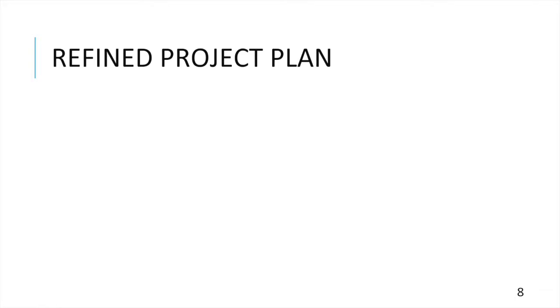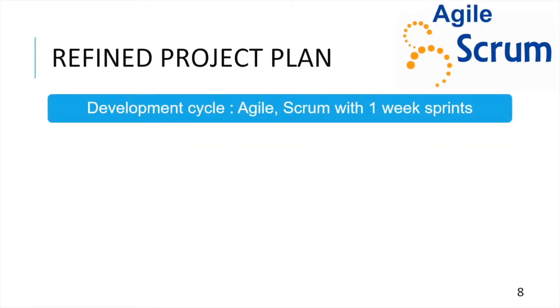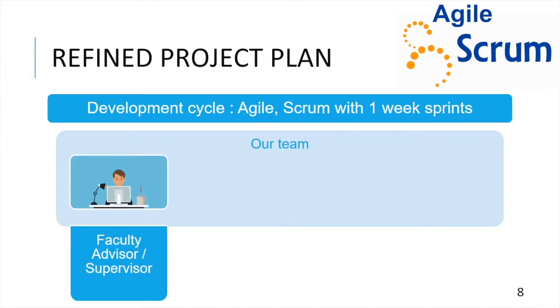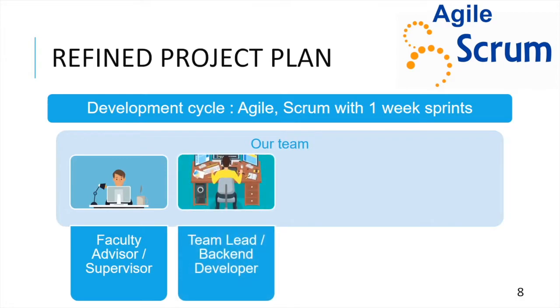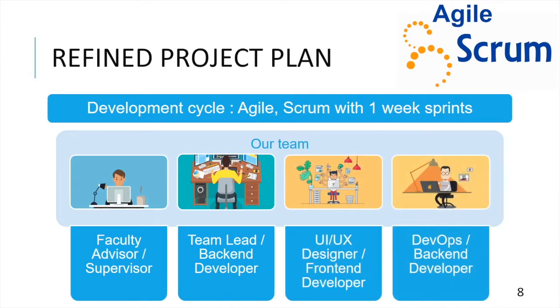Let's talk about our refined project plan. As a development cycle, we have chosen Agile Scrum methodology with 1-week sprints. And our team consists of a faculty advisor as a supervisor, team lead as a backend developer, UI UX designer as a front-end developer, and DevOps as a backend developer.